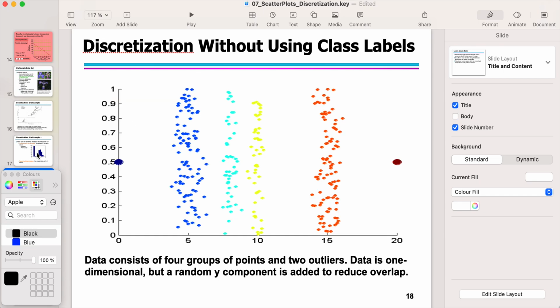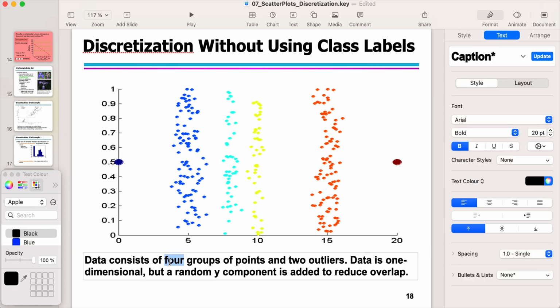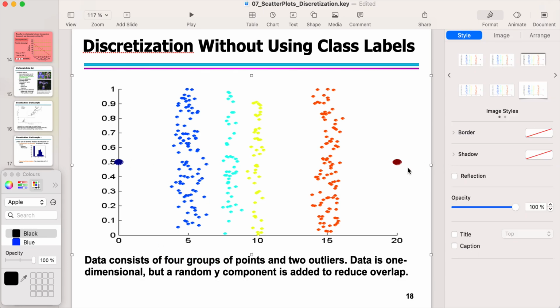So we can do this kind of discretization. And we will find, if we do this kind of discretization, that the data consists of 4 groups or points. There are 2 outliers. One is over here and one is over here.